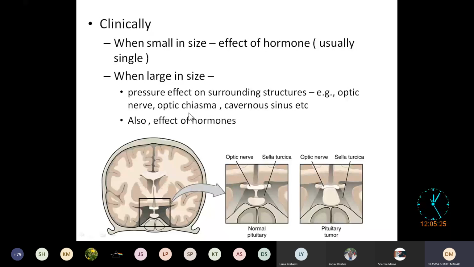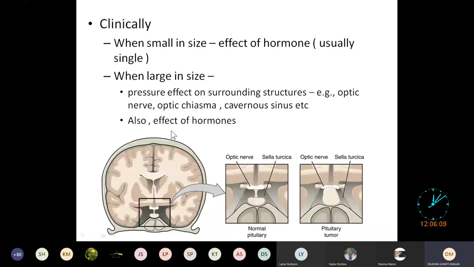Now you see here, whenever there is compression of the optic nerve or the optic chiasma, there will be visual disturbance, isn't it so? If the pressure is in the cavernous sinus, then the CSF flow will be disturbed. So if the patient comes with the tumor, they will have visual disturbance, and sometimes headache because of the improper flow of the CSF fluid, and it will also show the effect of the hormones.